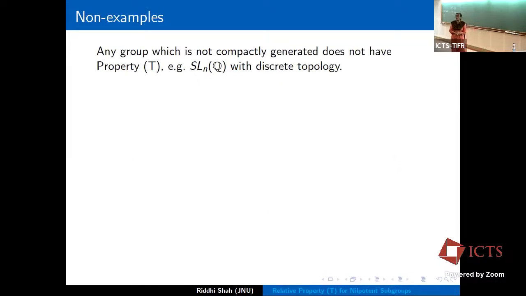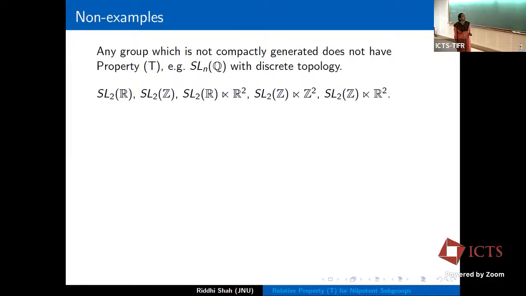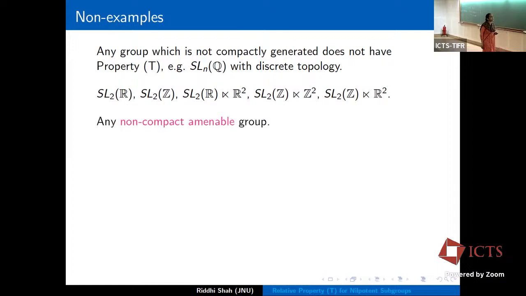So now let's see some non-examples. Any group which is not compactly generated does not have property T. For example, SL_n(Q) with discrete topology is not compactly generated. Q itself is not compactly generated, right? If you take discrete topology, when you say compactly generated, you have to say finitely generated, because compact subsets of discrete spaces are finite. SL2(R) does not have property T, and in turn SL2(Z), which is a lattice in SL2(R), does not have property T. SL2(R) semi-direct product R^2 does not have property T.